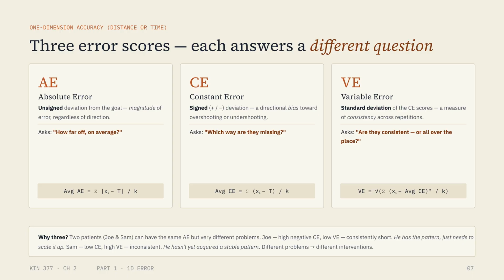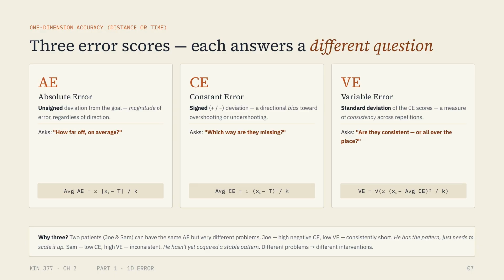There are 3 error scores for one-dimension skills, and the critical thing is that each one answers a different question. AE, absolute error, is the unsigned deviation from the goal. If the target is a 50-centimeter stride and the patient took a 65-centimeter stride, AE is 15. If they took a 35-centimeter stride, AE is still 15. AE tells you the magnitude of the error, how far off, on average, regardless of direction.